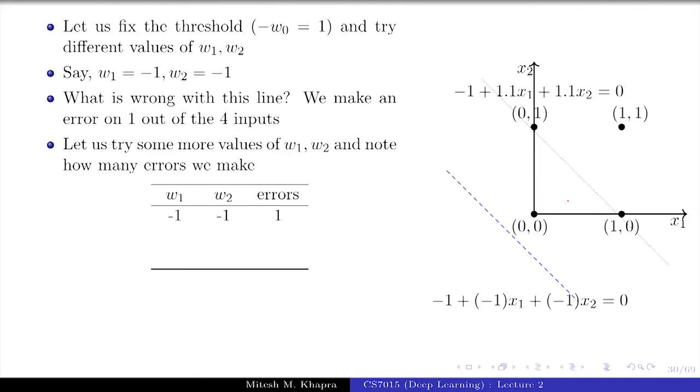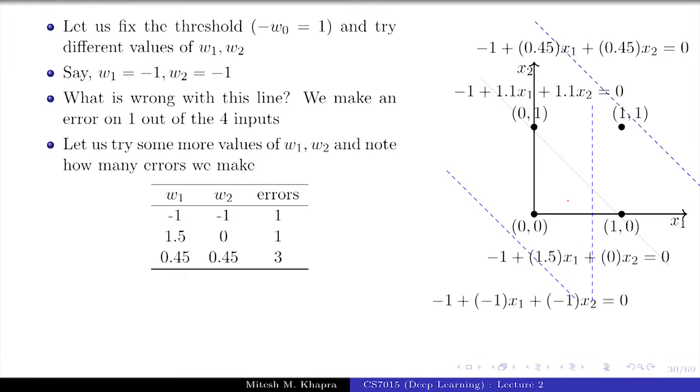Now let me just try some other values of W1 and W2. Okay, this line. Again one error. Okay, what about this line? Not 4, 3, because 0, 0 is anyways on this side of the line.